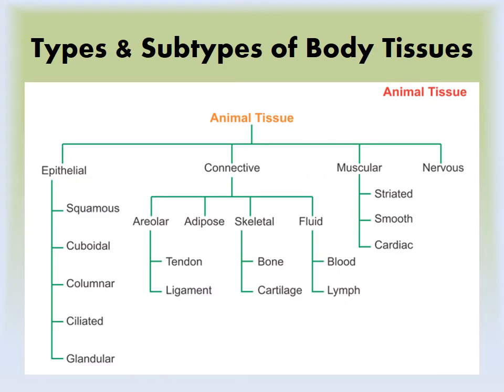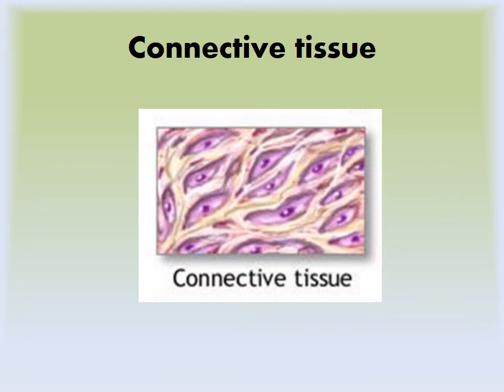So again, types and subtypes of body tissues. We have our epithelial tissue, our connective tissue, our muscular tissue, and our nervous tissue, which we just talked about in the last slide. And of course, there's a subcategory to every subcategory. So there's a whole bunch of different types of epithelial tissues as well as connective and muscular. So we'll talk about those as well. So let's begin with connective tissue.